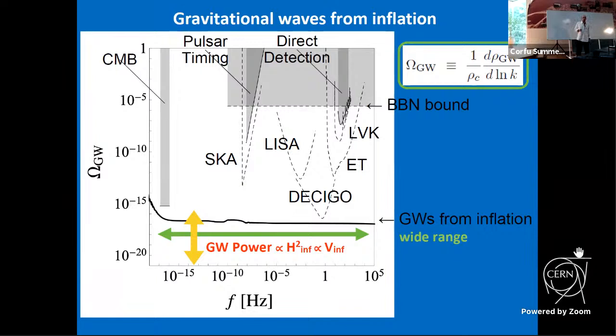How easy is it to distinguish between this signal and the signal from the electroweak phase transition, for example? I think, yeah, that's a good question.